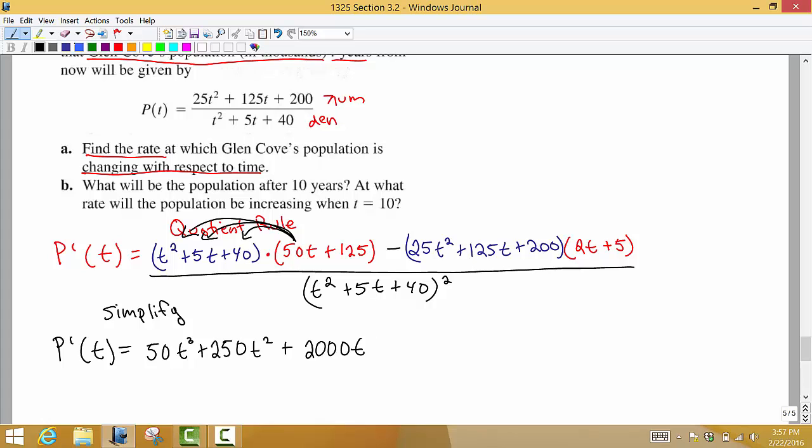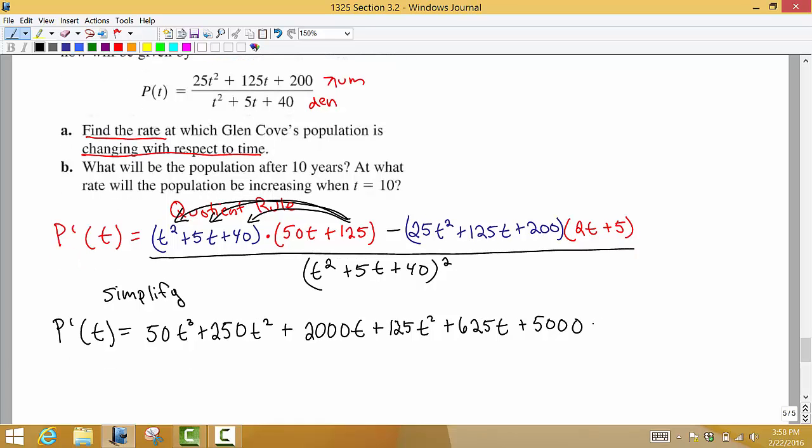Then I'm going to do the same thing with the second term in the binomial. I'm going to multiply that 125 times each term in the trinomial. So that would be plus 125t squared plus 625t plus, and so I do 40 times 125, I get 5,000.